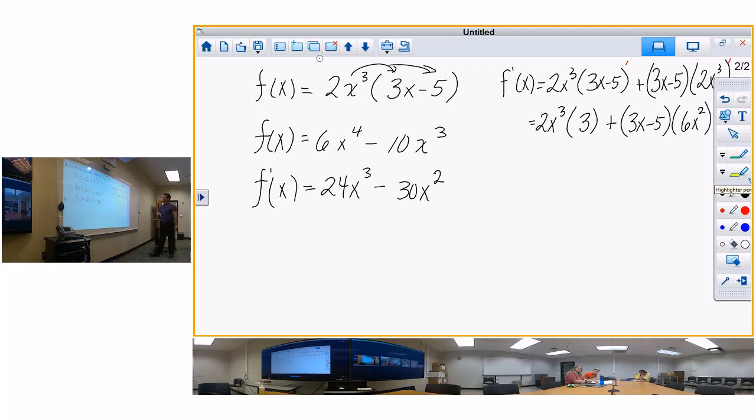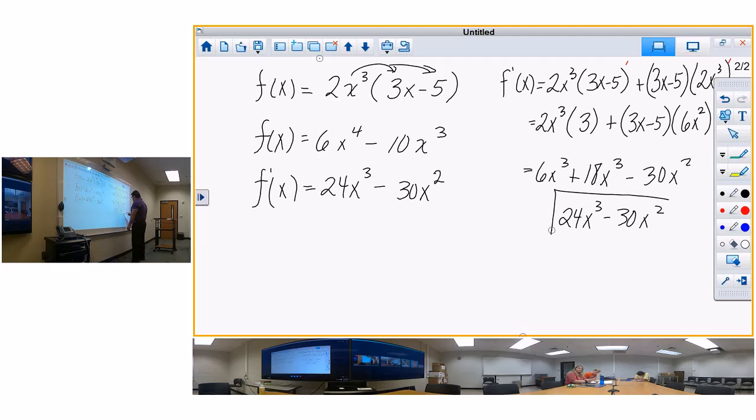Now you've got to rely on your algebra. 6x cubed plus 6 times 3 is what? 18. So that's going to be 18x cubed minus 30x squared, and 6 plus 18 is 24x cubed minus 30x squared.